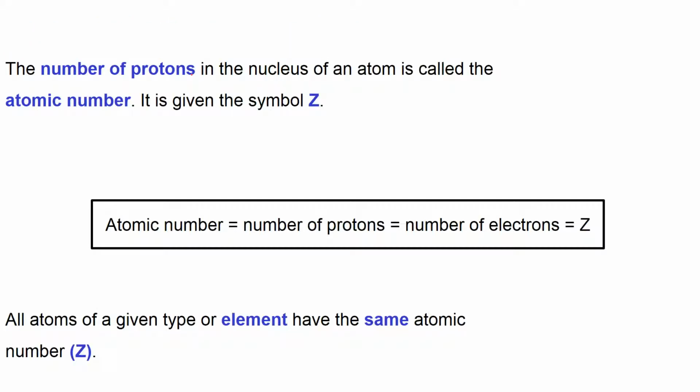So the atomic number we've already talked about. We're now going to talk about a second number called the mass number. The number of protons that we find in the nucleus of an atom is called its atomic number. We give it the symbol Z. Because atoms are electrically neutral, the number of protons will also be equal to the number of electrons.